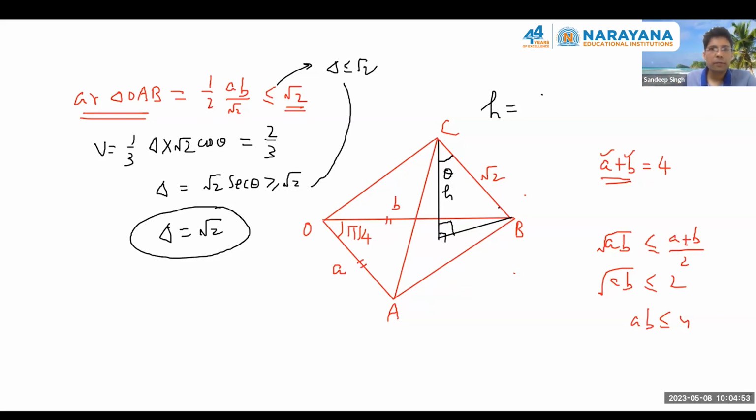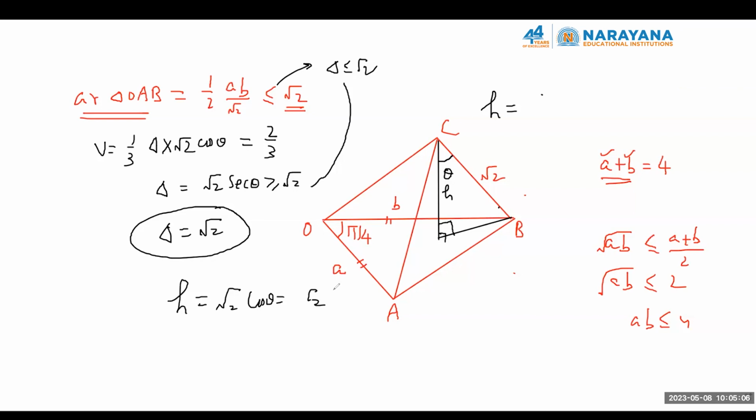ये समझ में आया भाई? So जो आपका h होगा, that will be root 2 cos theta, which will be simply root 2. Understood? Yes, sir. So obviously you can now evaluate each and everything because the structure is clear. Okay? Yes. What else we want to discuss? Tell me anything else in paper 1?